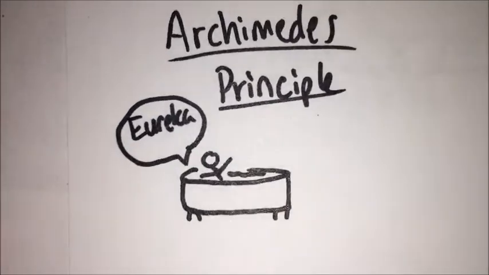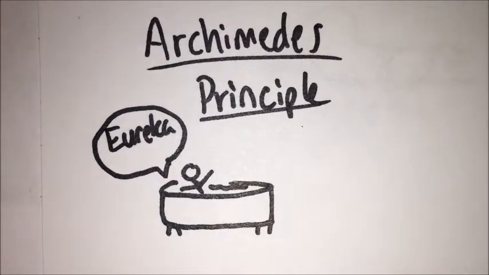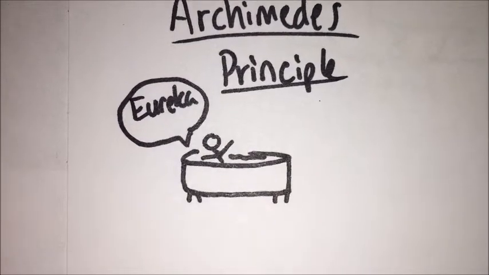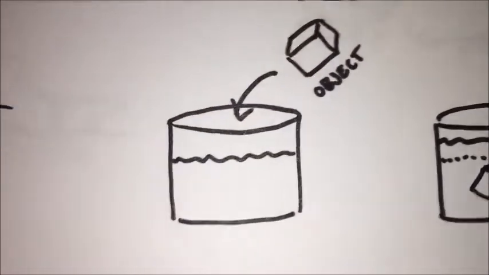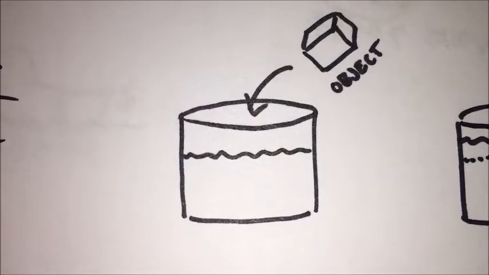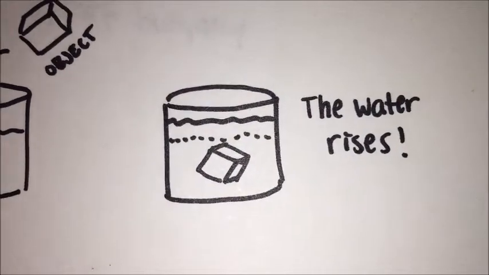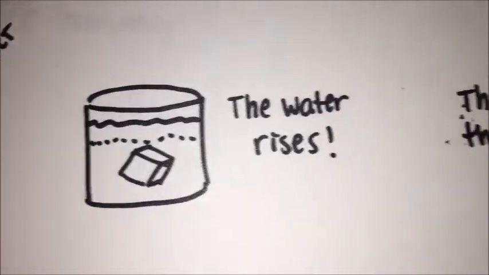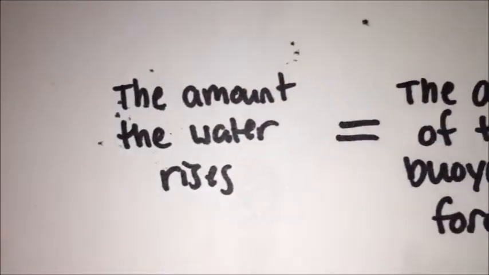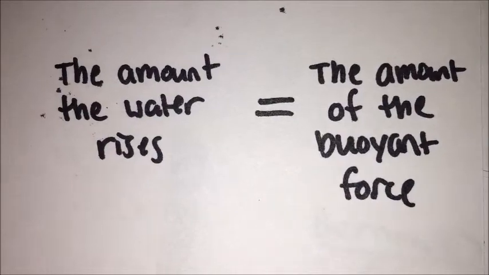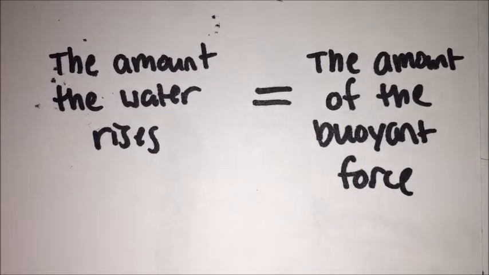If we take a look, famous for Mr. Archimedes is Eureka in a bathtub. If we place an object in water, that water level rises. Now, if we were to measure the amount of water that rises, we would find that it is equal to the amount of the buoyant force, and that's known as Archimedes' principle.